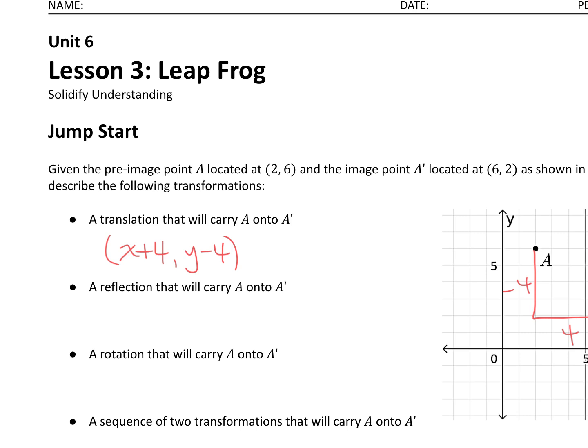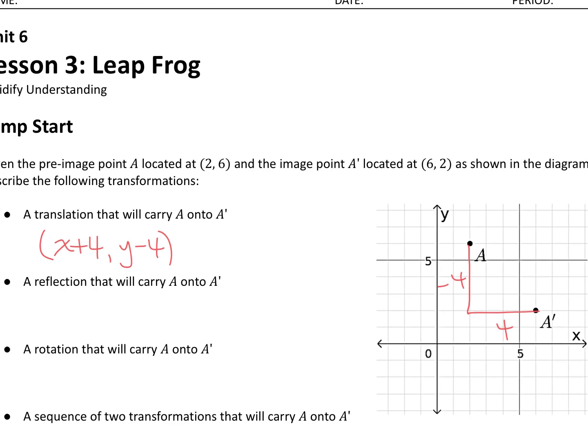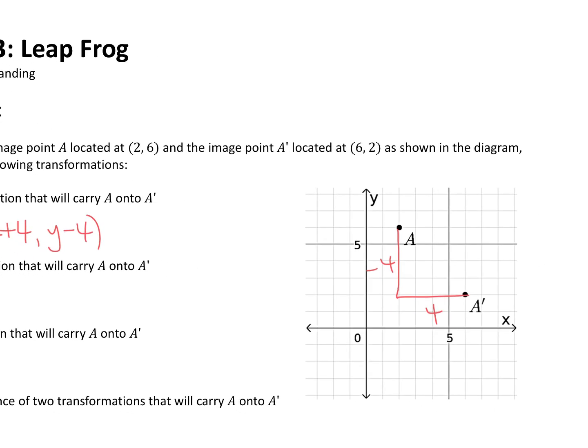So I'm going to erase what I have here for the translation and identify a reflection that could have happened. The way that I like to find the line of reflection is I like to connect matching points. In this case, we just have A and A prime, so we'll go ahead and connect those. And the line of reflection is going to be exactly halfway in between. So right here. And it's going to have the opposite reciprocal slope.